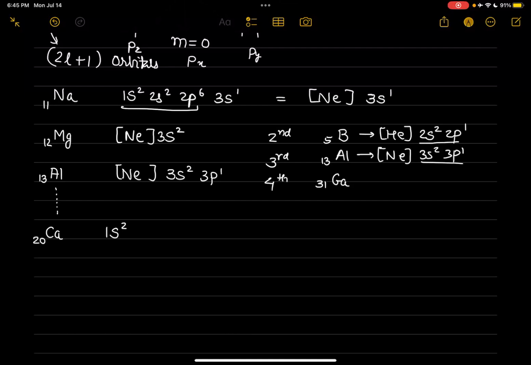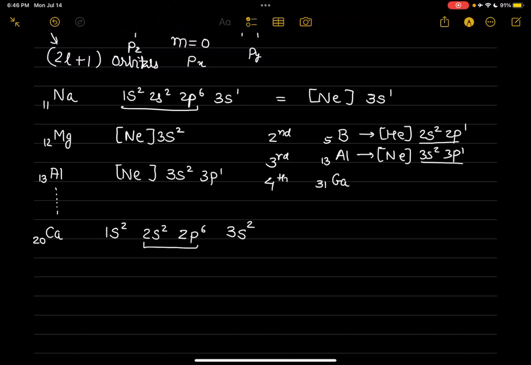1s, 2 electrons in the first shell. The second shell will have s and p subshells, and it will have 8 electrons in the second shell. I am writing the detailed electronic configuration. Until now, I have put 10 electrons. 10 more I need to put because the atomic number is 20. Then I move towards 3s. Got it?